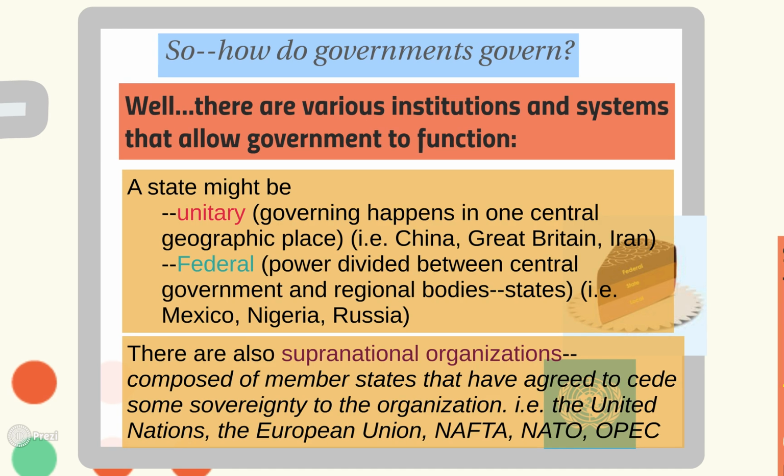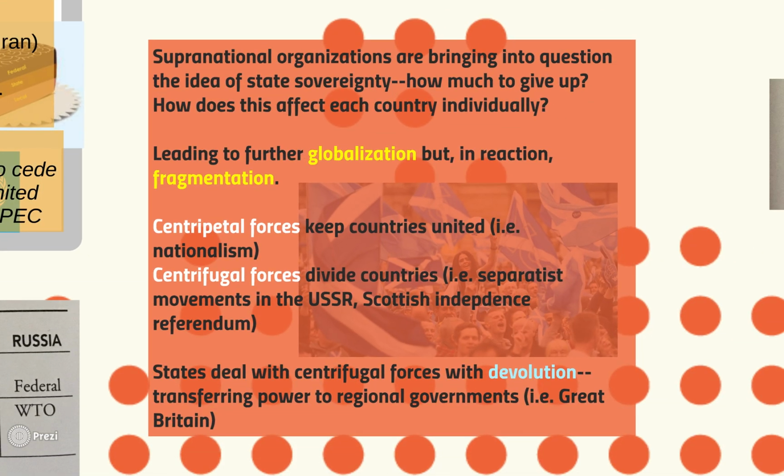So the question becomes, how much power, how much sovereignty do individual nations give up? And how does that affect each country individually? Now, you have a great example in the Brexit situation with the UK right now. They are grappling with this question of, are we willing to give up so much sovereignty to an international organization that's maybe not having our best interest at heart? And so that's what's happening with the EU right now.